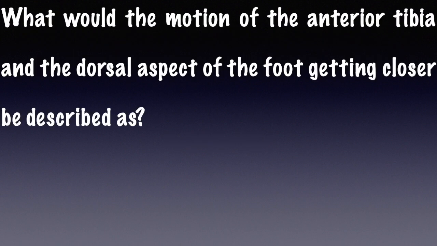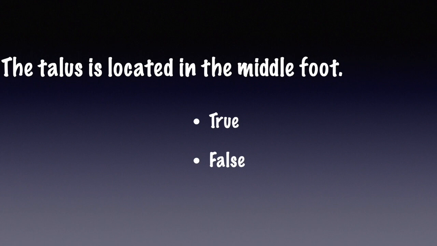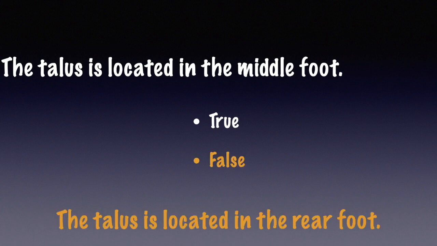What would the motion of the anterior tibia and the dorsal aspect of the foot getting closer be described as? Dorsiflexion. If you combine eversion, abduction, and dorsiflexion, what movement would you have? Pronation. True or false? The talus is located in the middle foot. False. The talus is located in the rear foot.